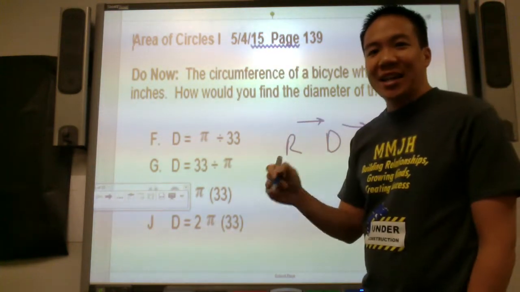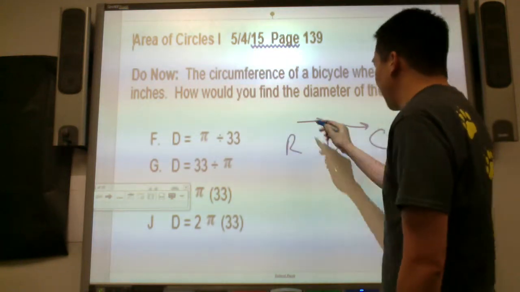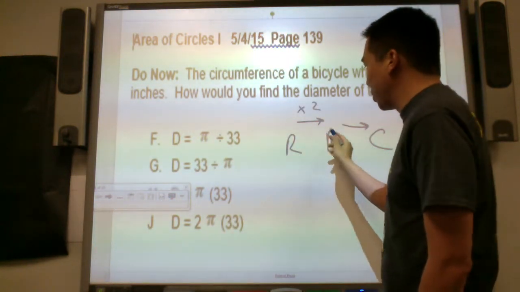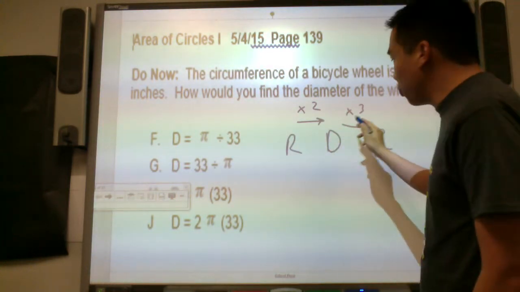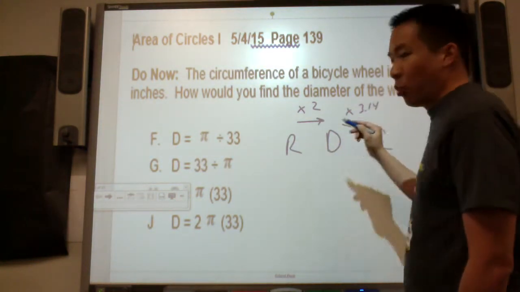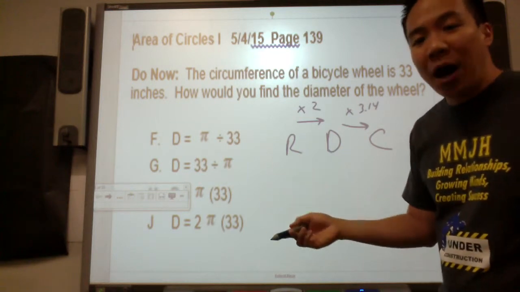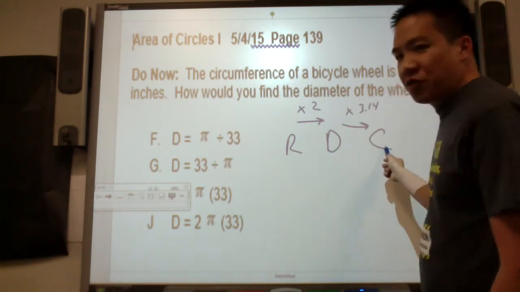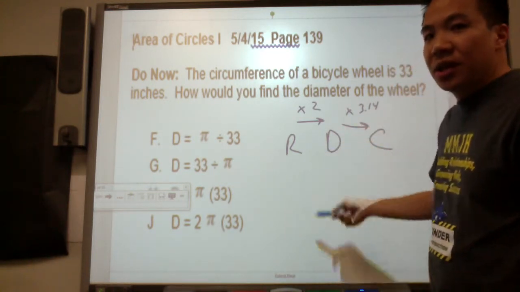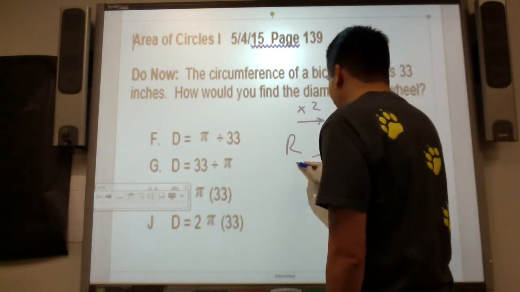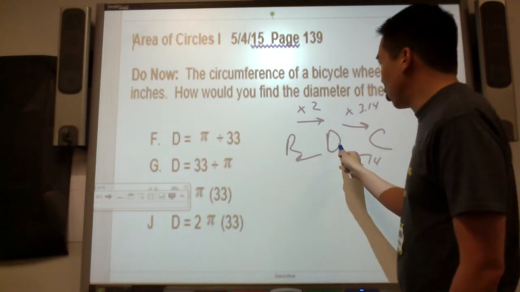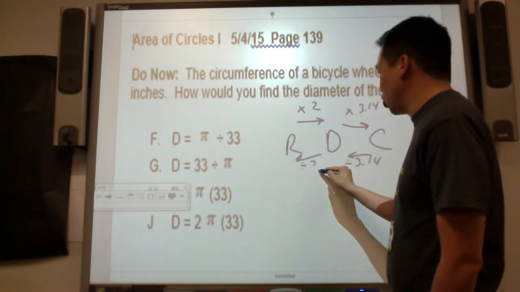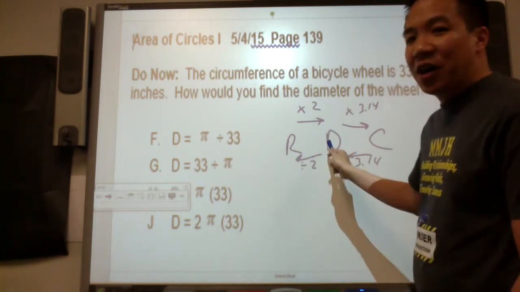RDC stands for radius, diameter, circumference. To turn a radius to a diameter, you double it, because a diameter is double a radius. To find a circumference from a diameter, you multiply by 3.14, or pi, because circumference is about 3 times the diameter. But to break it down from circumference to diameter, you divide by 3.14. To turn a diameter to a radius, you divide by 2, because a radius is half of a diameter.